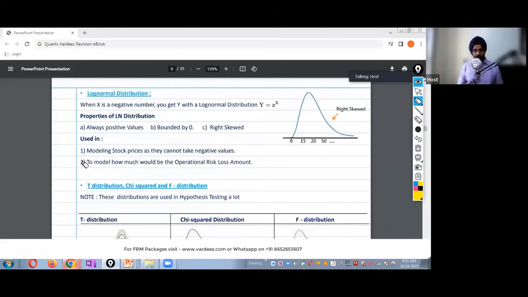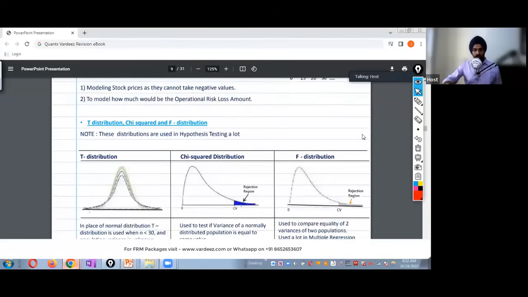So it's better that you know that if you want to model operational risk, loss severity is something that you would see over there. Loss severity, how severe or how much, you use a log normal distribution for that. Okay, and as it's right skewed, that means the loss is how much? Maximum loss. What's the maximum loss? That's a log normal distribution.